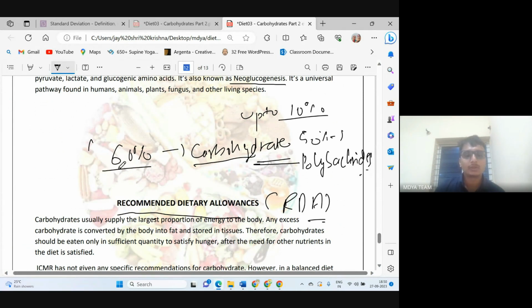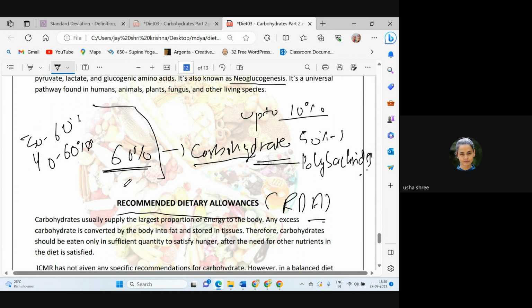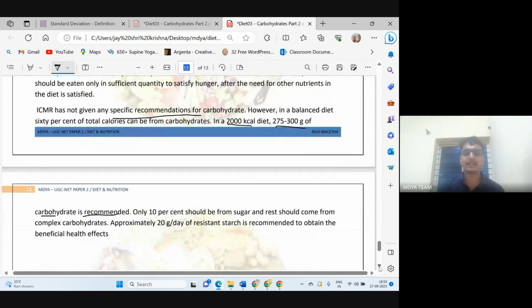In many books, you will find 50 to 60%. In many books, you will find 40 to 60%. And in many books, you will find just 60%. So this is the average requirement of carbohydrate. Why this much carbohydrate? ATP is produced from carbohydrate, and that is the basic nutrient required for energy production.